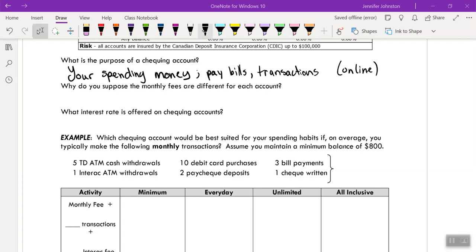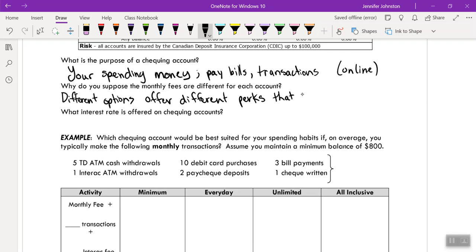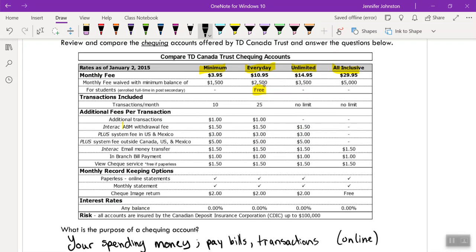So why do you suppose the monthly fees are different for each account? This is because we have different options, offer different perks, and it really depends on usage. So for some people, for our students, it's free because it's more affordable.